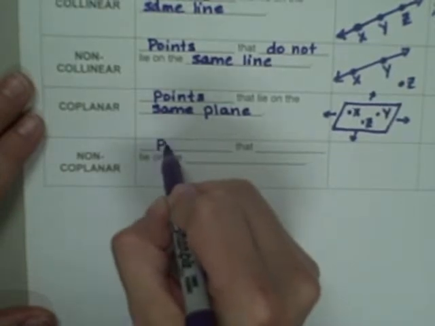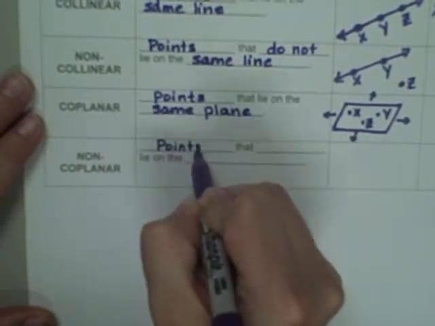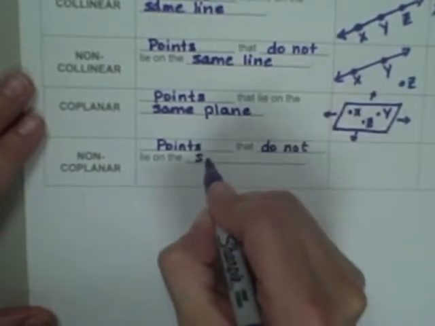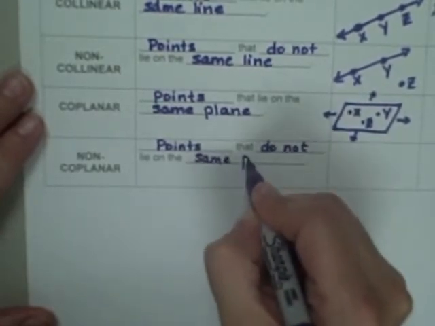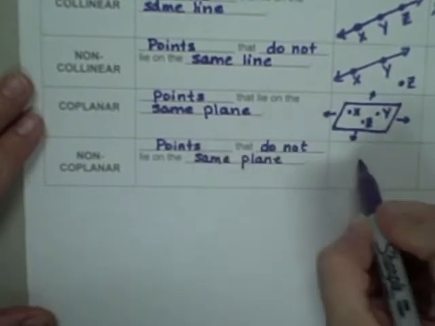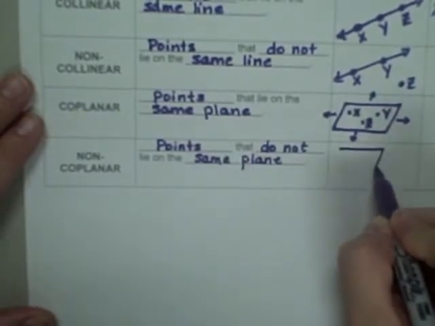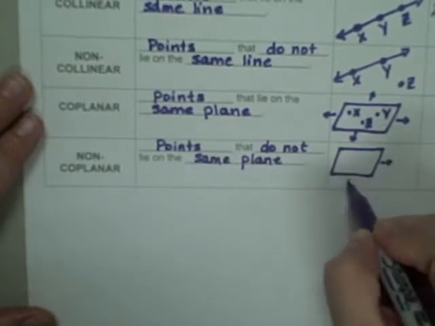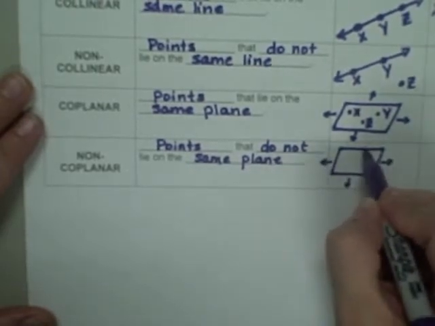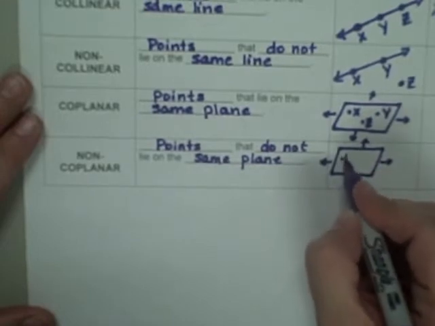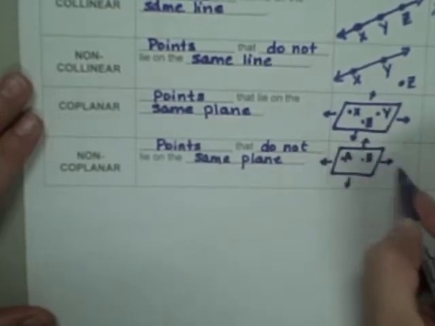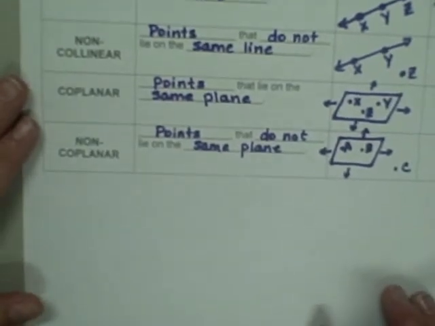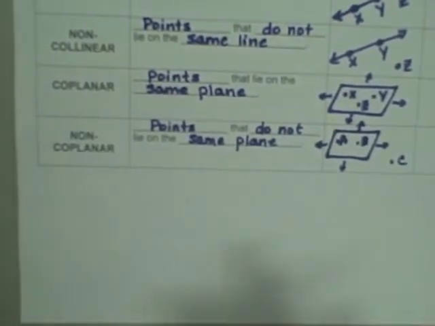Non-coplanar would be points that do not lie on the same plane. And again, we might have, in this case, 2 points that are on the plane and 1 that is not. So maybe I have A and B, but C is somewhere else. We would say that those points are non-coplanar.